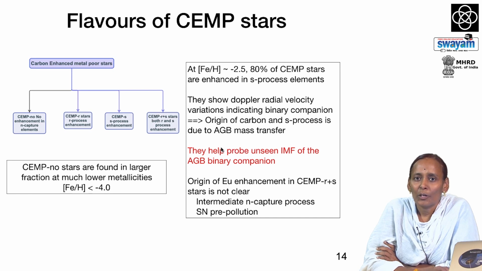The study of these AGB stars which are companions to these CEMP stars also helps probe the unseen IMF of the AGB binaries. Currently we are only selectively probing stars which are 1 solar mass and below, which are low mass, but the CEMP stars have unseen companion AGBs belonging to a mass range of 3 to 8 solar masses. So this unseen mass can be probed by studying the CEMP stars.